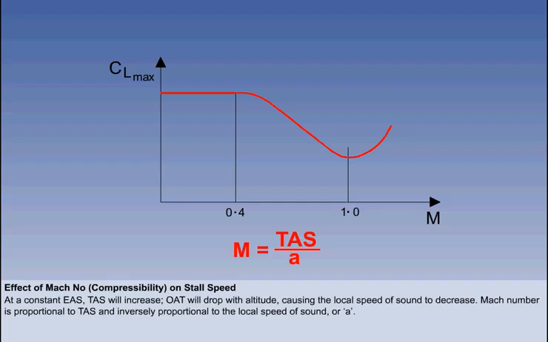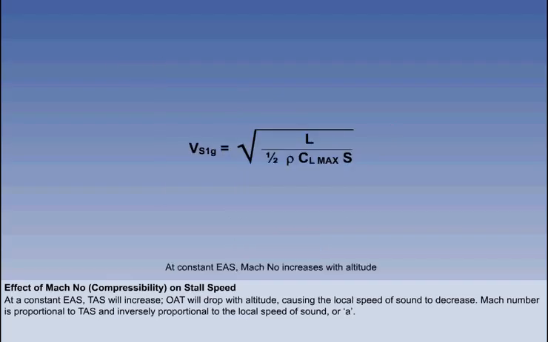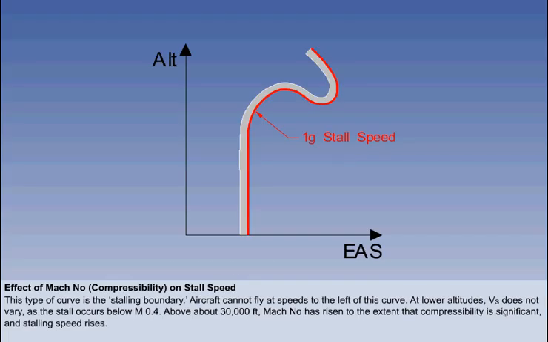Mach number is proportional to TAS and inversely proportional to the local speed of sound, or A. As an equation, M equals TAS over A. At a constant EAS, Mach number will increase with altitude. The graph, now on the screen, shows the variation of stalling speed with altitude at a constant load factor.